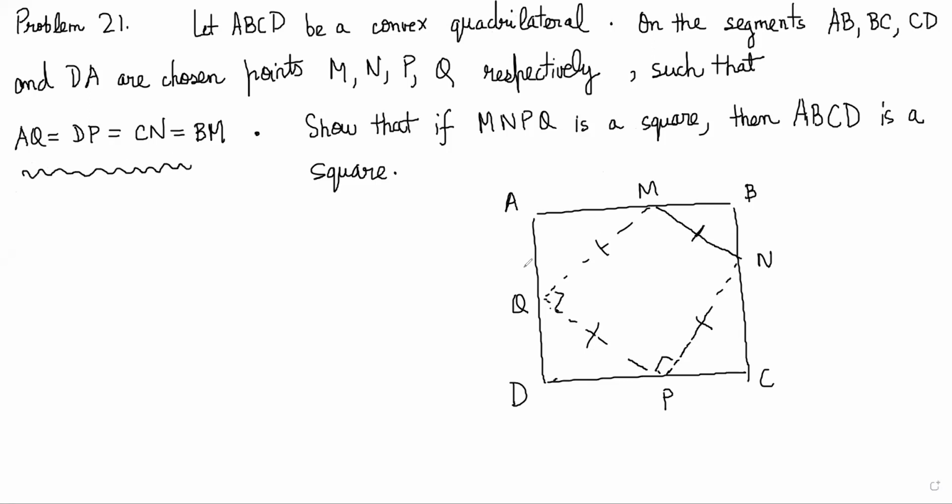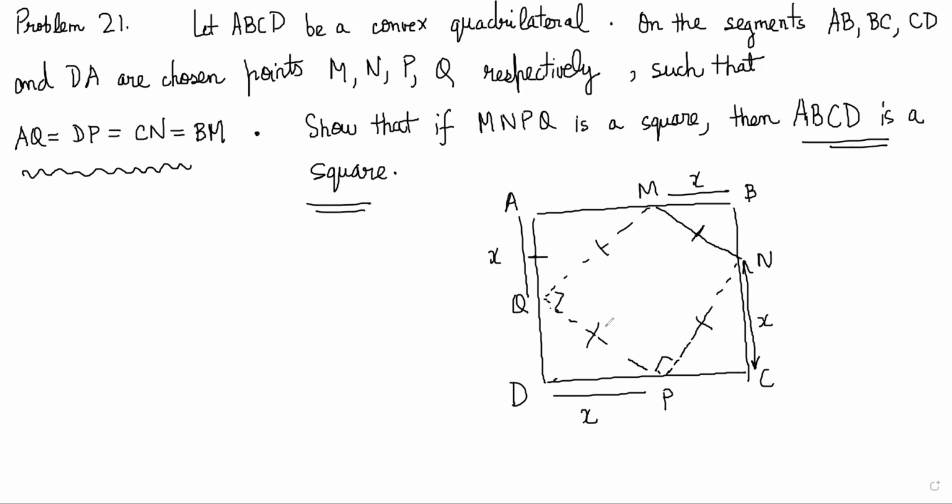So let's label these distances. AQ is X, let's say, then DP is also X, and CN is also X, and BM is also X. These distances are X. Now the question says that if MNPQ is a square, then we have to show that ABCD will also be a square.